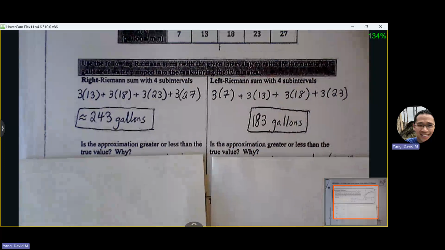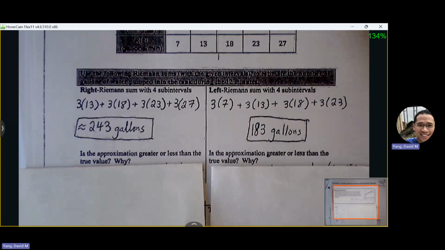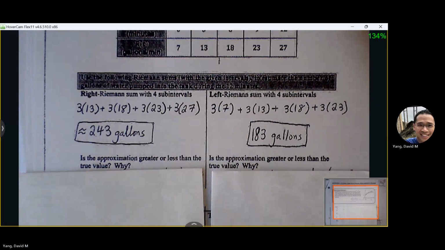All right, try left Riemann sums. Is that what you guys got? 183. Okay. So now the next question is, is the approximation greater or less than the true value?